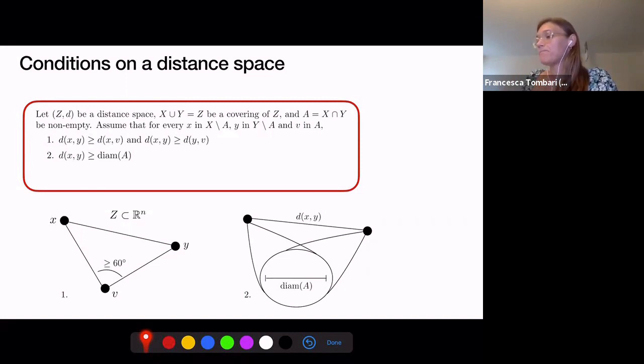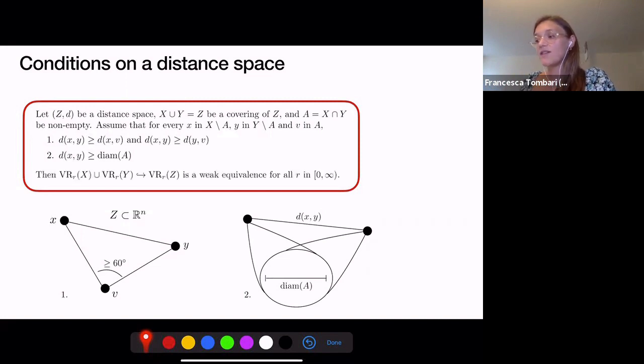Okay, so if those two conditions are satisfied, then the inclusion map of the union of the Vietoris-Rips complexes of the two pieces X and Y into the Vietoris-Rips complex of Z at the same scale r is a weak equivalence, so it's a homotopy equivalence. And this is true for every r. So these conditions allow us to not be dependent on the parameter that we choose.